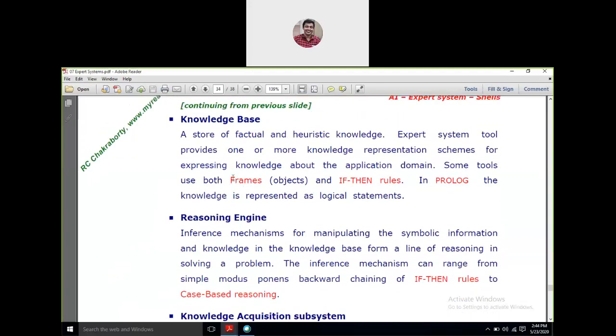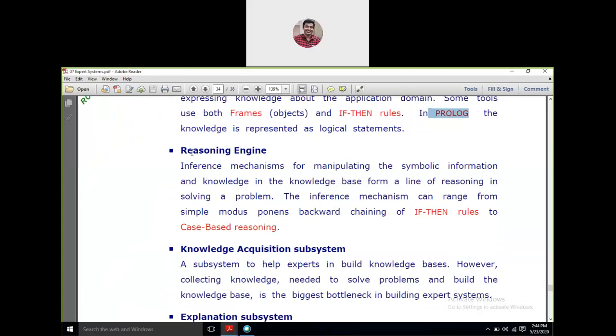The knowledge base, we all know, can be in the form of frames, if-then rules, semantic nets, or Prolog rule representations. Now comes the reasoning engine. The reasoning engine is all about if-then rules and case-based reasoning.